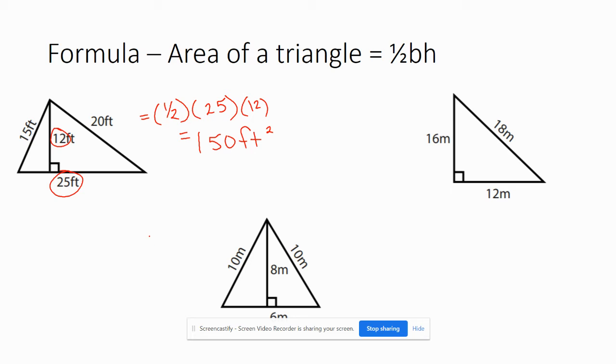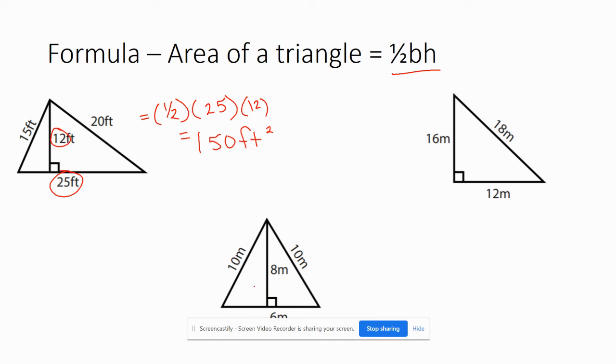Okay. Now, I'm going to ask you this question. Does the measurement or does order matter? Order does not matter. You're going to get the same answer. If I did 12 times 25 times 0.5, I would still get 150. Okay. But since this is written formula here, we're going to stick by that order. Half times base times height.